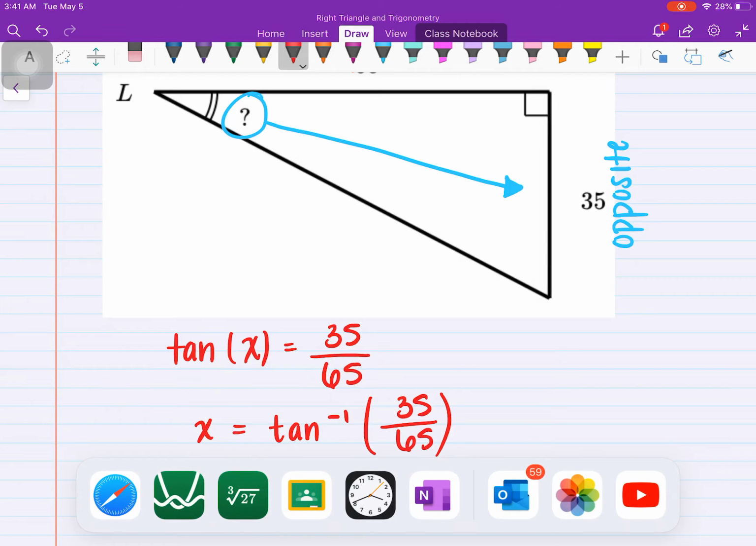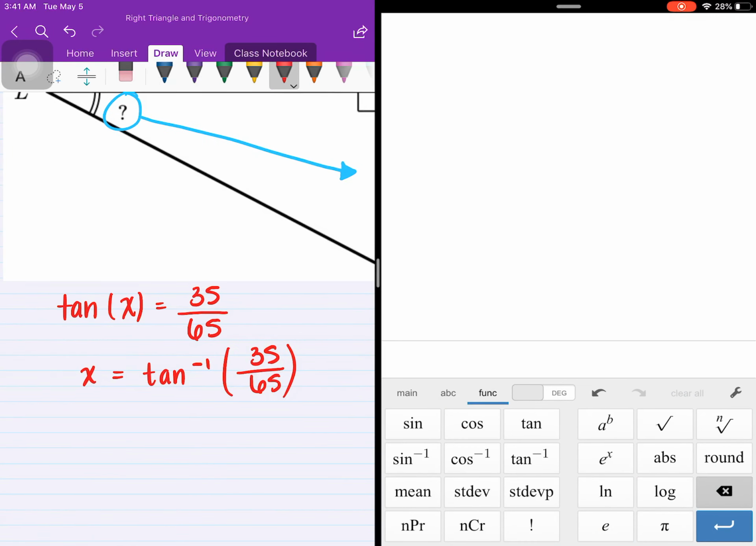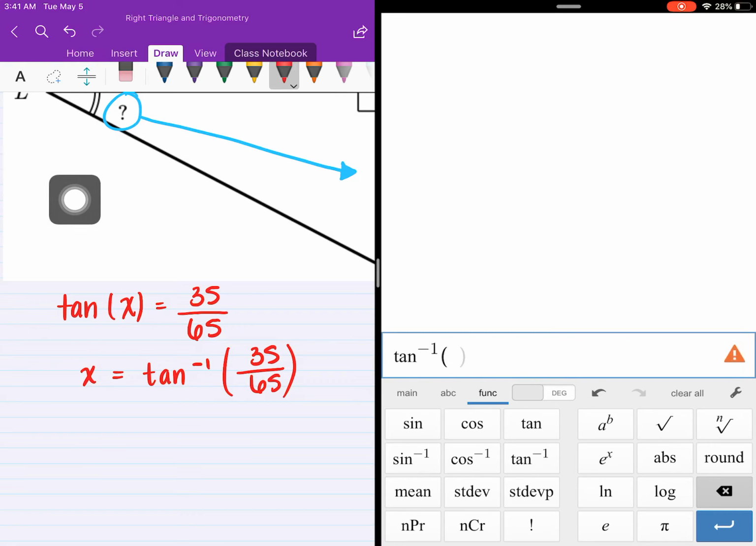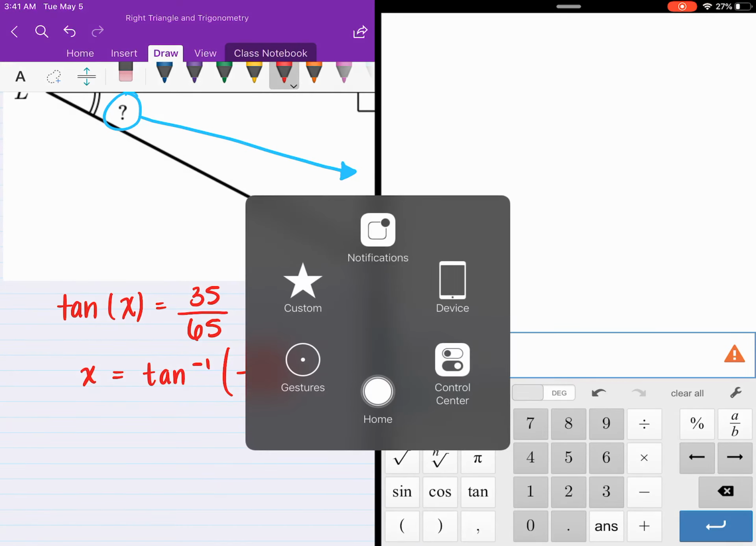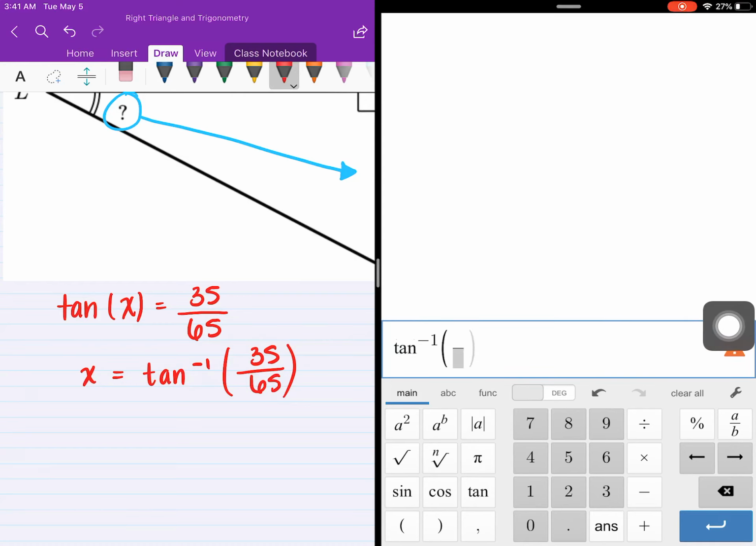So let me bring up my calculator here, and let me make this wider. I'm already on the functions, and in order for me to solve for x, I'm going to start off with tangent. It's already pressed on inverse tangent. I'm going to go back to main. Since we're doing a fraction here, I'm going to click on the A over B button so I can create my fraction, and I'm going to put 35 over 65. If we input that, we get 28.30075. It just keeps on going.